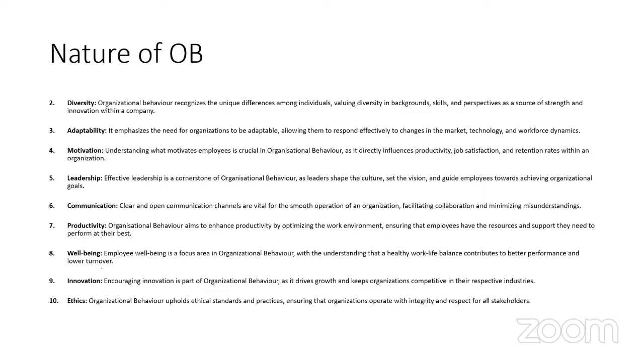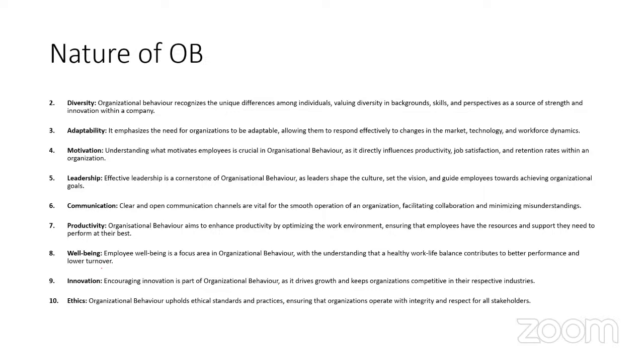So effective leadership is a cornerstone of organizational behavior, because it is the leaders who shape the culture of the organization. It is the leaders who set the vision. It is the leaders who guide employees towards achieving organizational goals. An organization which does not have a good leader, in spite of having all good resources, can still not be successful. So the role of a leader is very, very important. The next one is communication. So clear and open communication channels are very vital for the smooth operation of an organization.